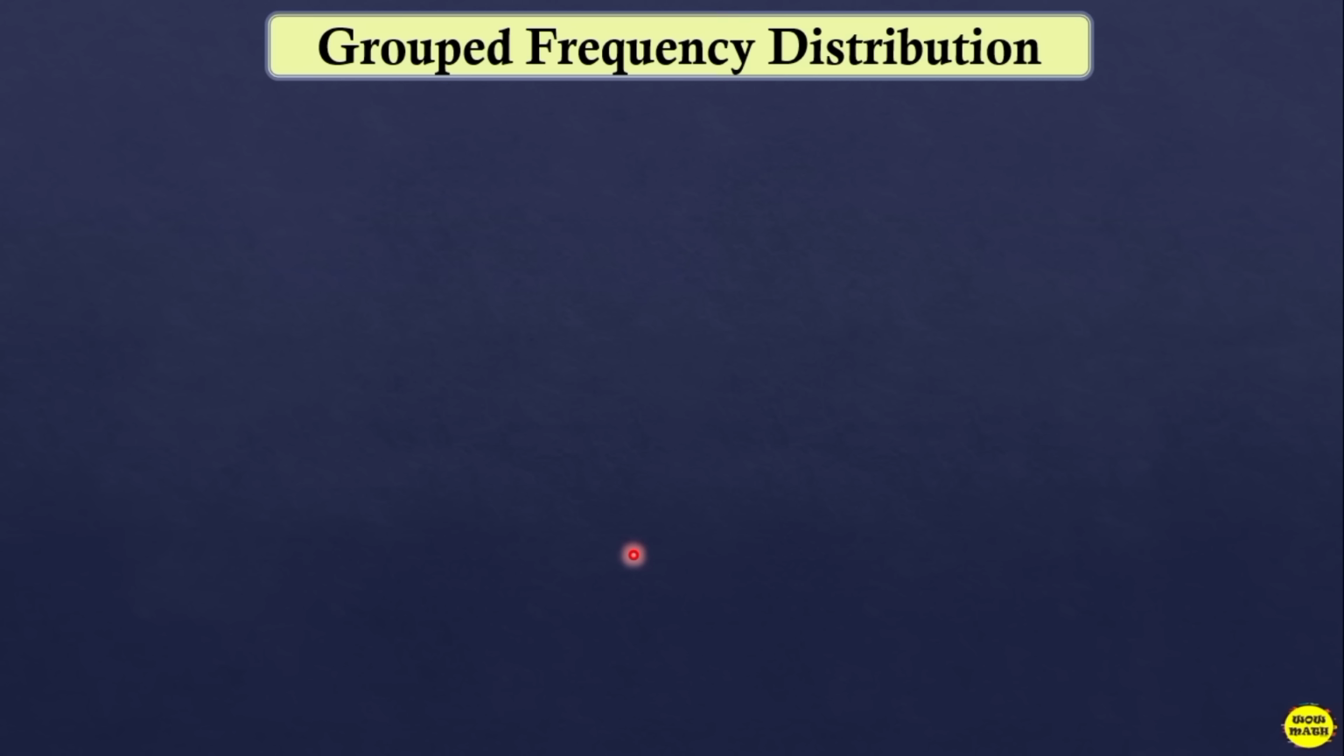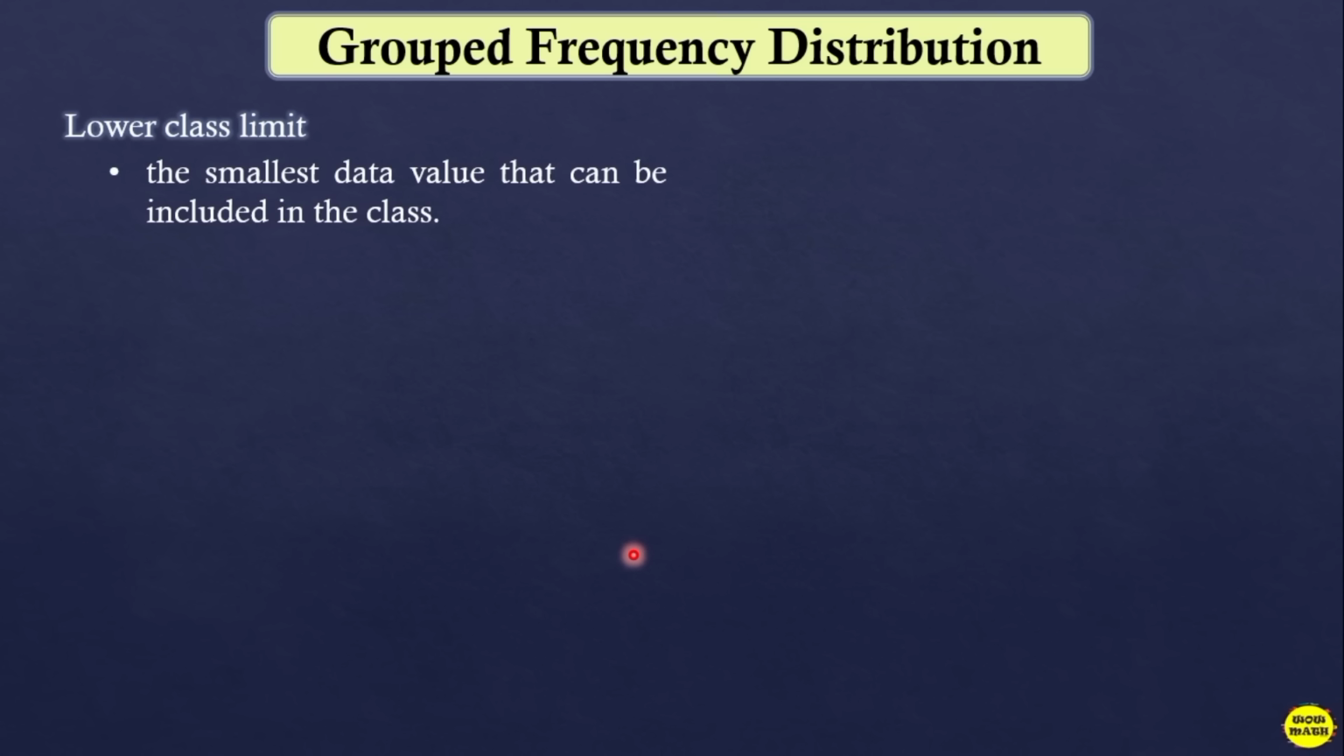Next, let's have the group frequency distribution. So, pag sinabi naman natin group, so let's talk about first the terms related to group frequency distribution. So, dapat alam natin yung mga terms na ginagamit when we are constructing grouped frequency distribution. So, let's have the lower class limit. Pag sinabi natin lower class limit, this is the smallest data value that can be included in the class.